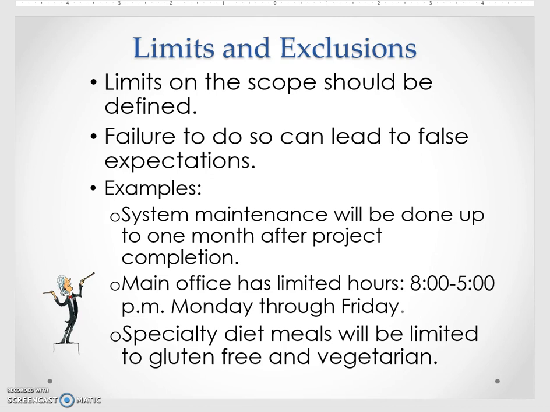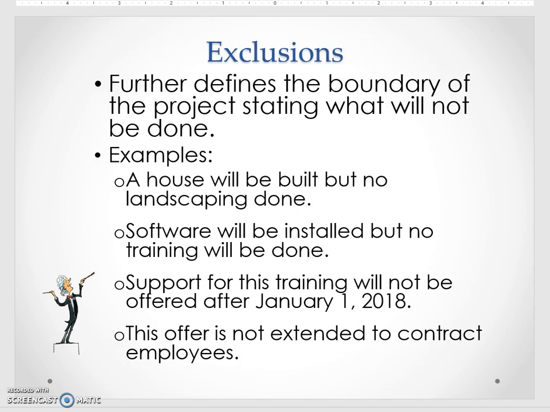You're limited to a specialty diet. So those are the limits. Things that we would count as exclusions would be things we're not going to do. So in other words, if we're a house builder, we're going to build the house, we're not going to do the landscaping. Software is going to be installed, but we're not going to do training for the software. We're only going to support the training to a certain amount of people or a certain time. So anything that you might see as exclusions, boundaries that you want to set for work on the project. That's what we would look at for the exclusions.